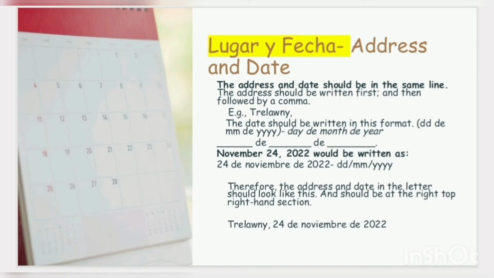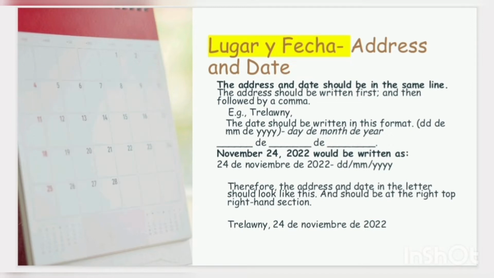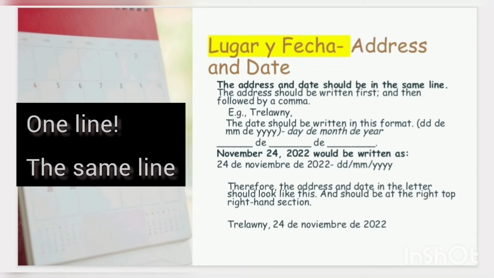Now for the address and the date, it should be at the top right hand corner of your letter. And guess what? It should be in one line. I know that you're used to writing out in English, for example, Clarkstown, then in another line you'd have Clarkstown PO, and then in another line you'd have the date, right? That's how you do it in English. However, in Spanish, the address and the date should be in one line.